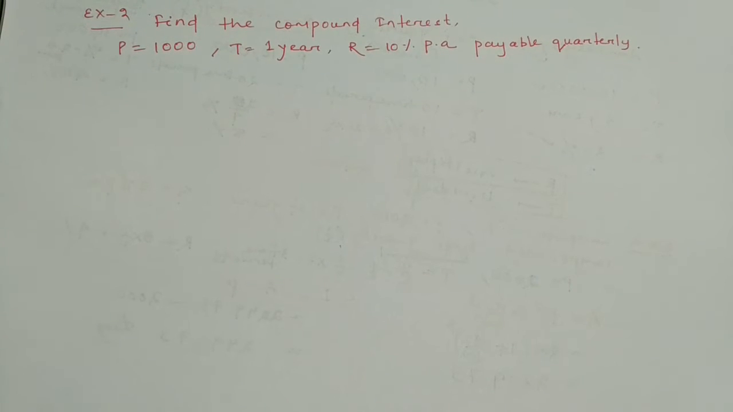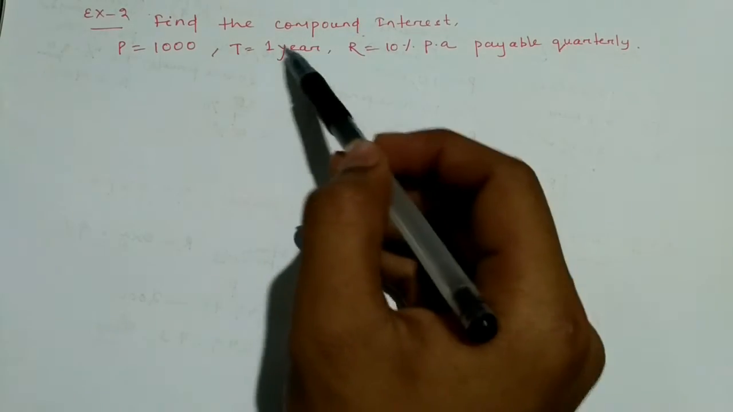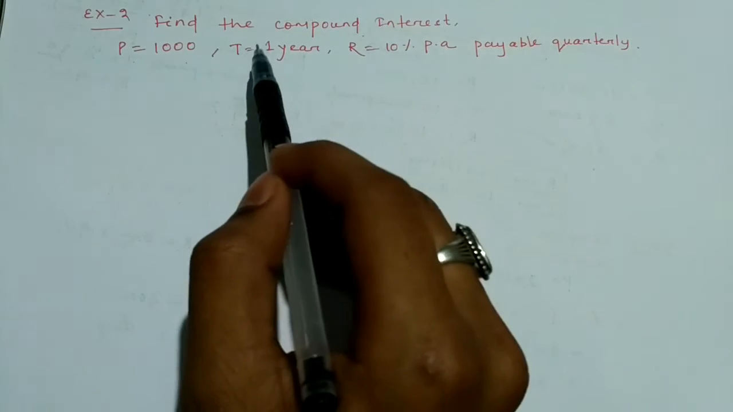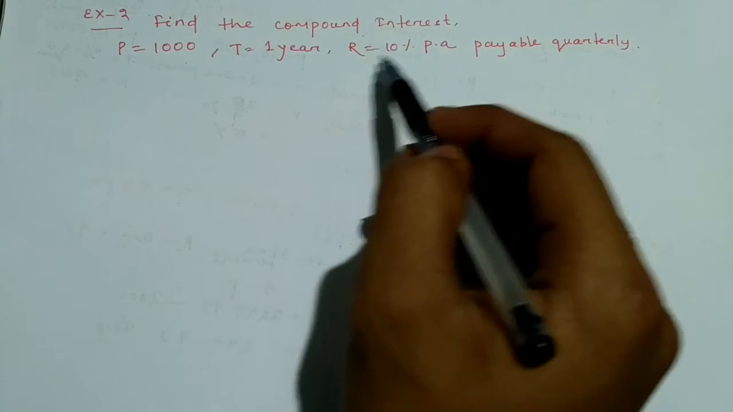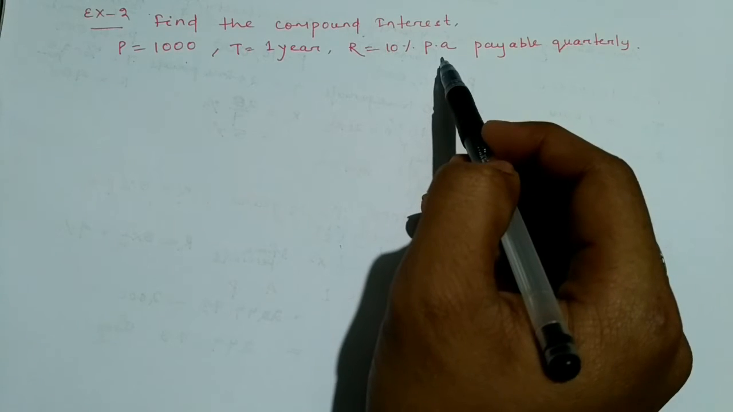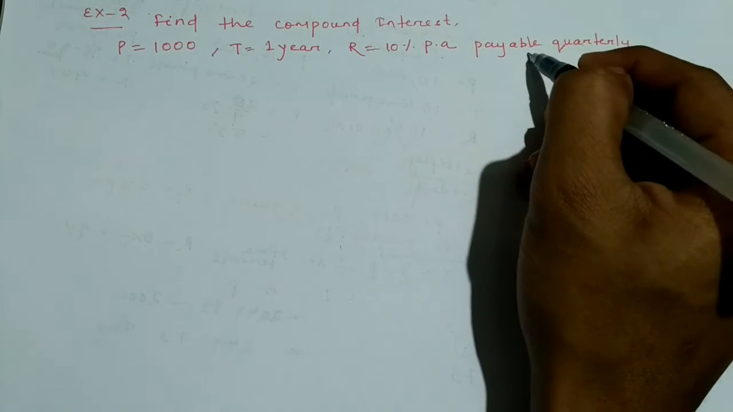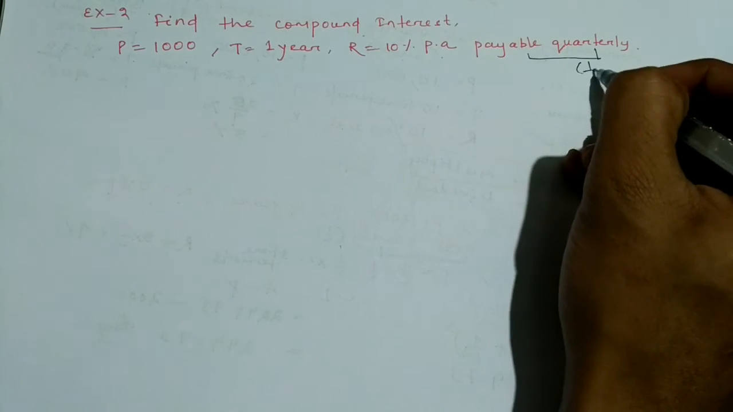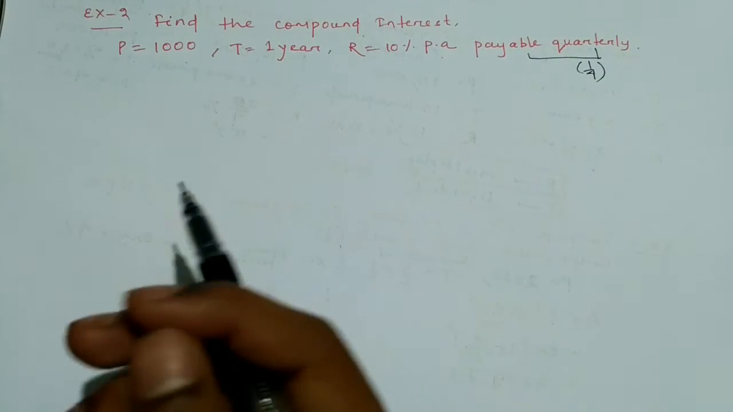So friends, here is your example number 2. It says that we have to find out the compound interest. The principal is 1000 rupees, the time period is 1 year, the rate of interest is 10% per annum, but this is said to be payable quarterly. Quarterly means what? 1 by 4 years, that is 3 months actually, 1 quarter.